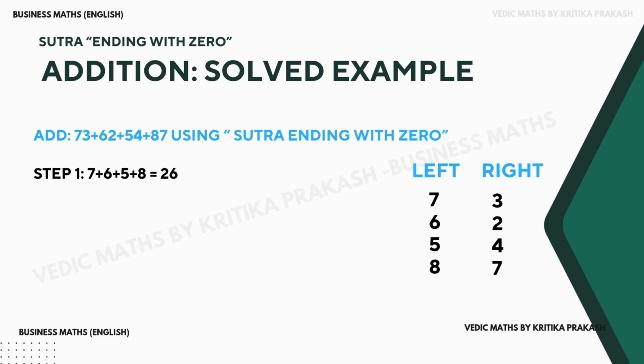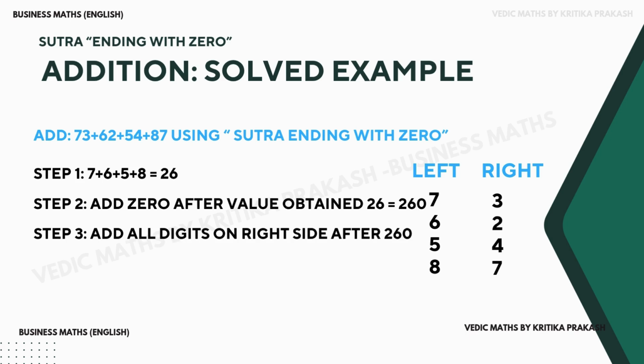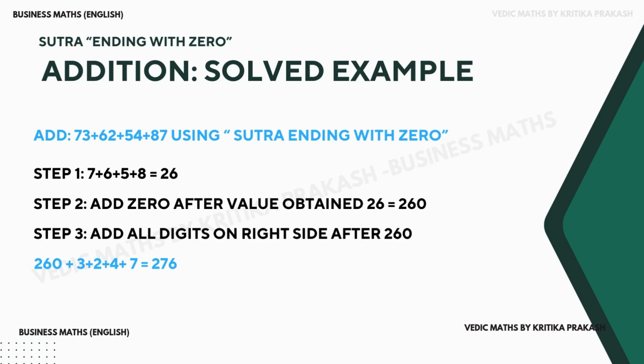26. Moving on to the right side, before we consider the numbers, we need to add the 0 in the next step. And then we would be adding all the numbers which are there on the right side. The numbers on the right side are 3, 2, 4 and 7. We would add all these numbers along with 260 and we would get our answer.